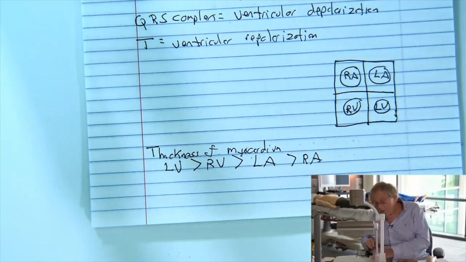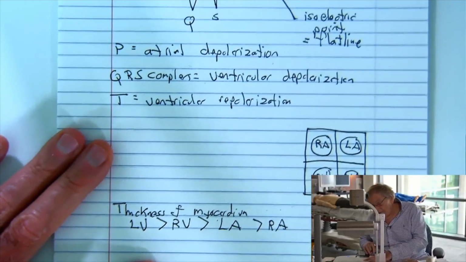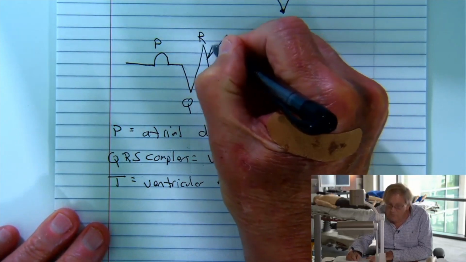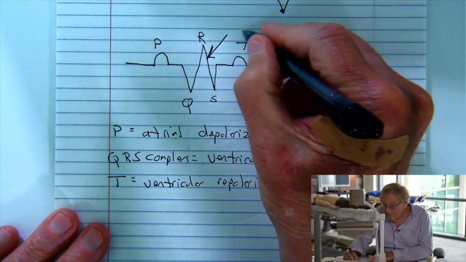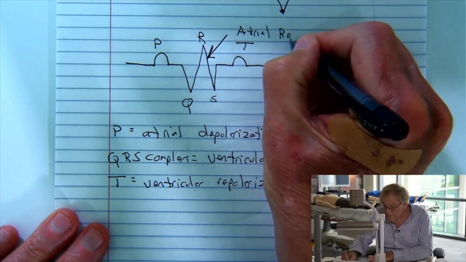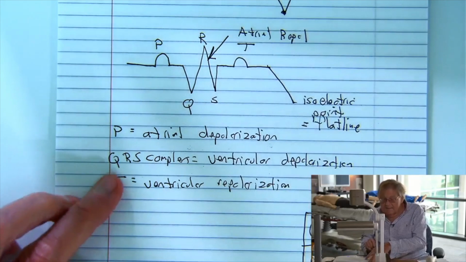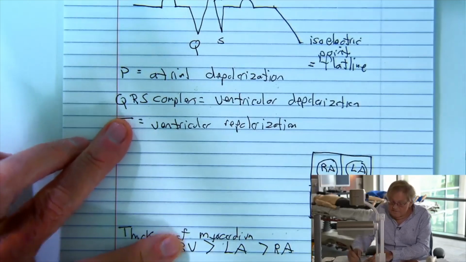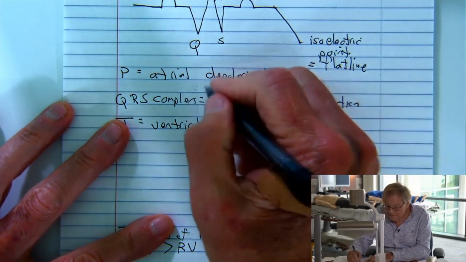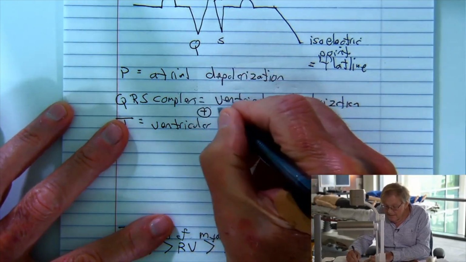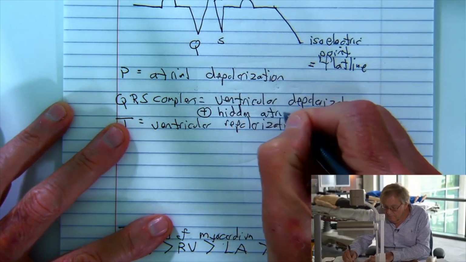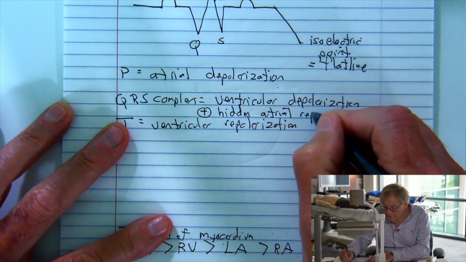So therefore, that atrial repolarization is somewhere right in here. So right where I'm drawing this arrow, that's going to be where I'm going to have my atrial repolarization. And therefore, it's going to be hidden in the QRS complex. So the QRS complex is going to have ventricular depolarization plus a hidden atrial repolarization.